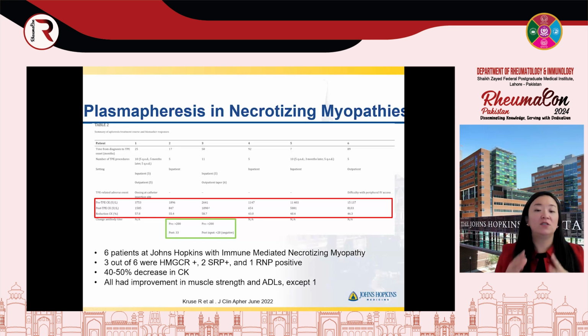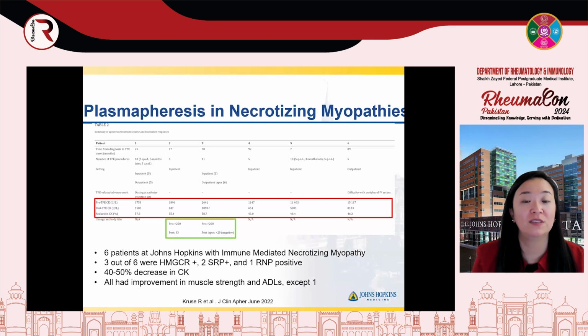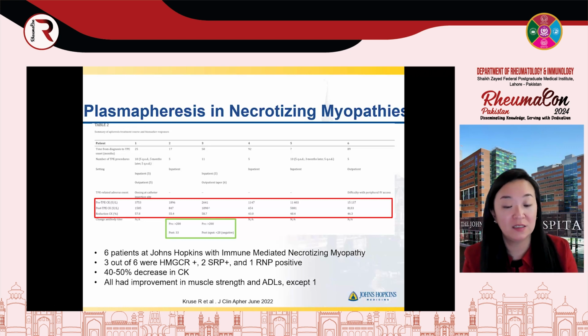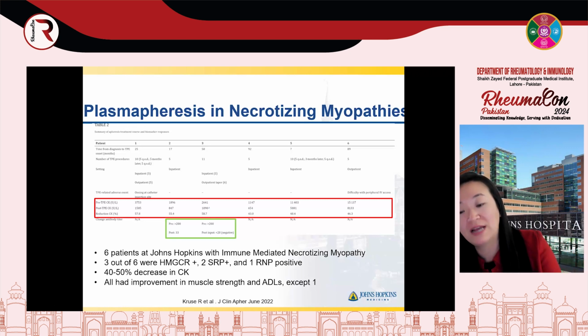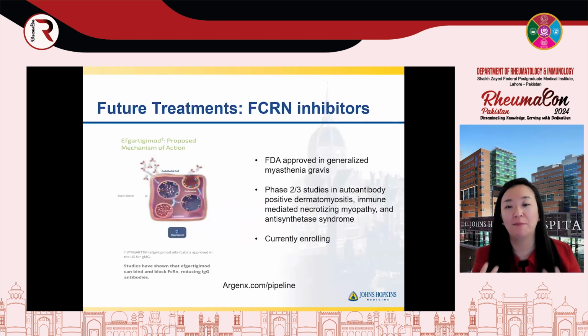So this is something to seriously consider in someone who is not responding to anything else. You gave them IVIG, rituximab, and they're on methotrexate, like 3 or 4 agents, and they're still flaring. Then you really want to consider these necrotizing myopathy patients who are HMG-CR, SRP positive, especially for plasmapheresis. And after you give the plasmapheresis, you want to give the IVIG right after, ideally.